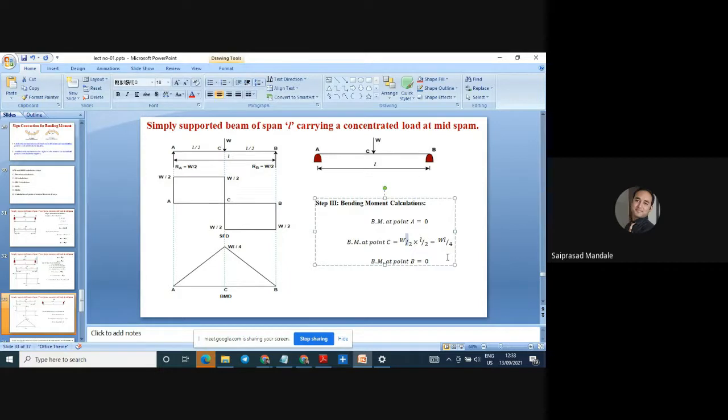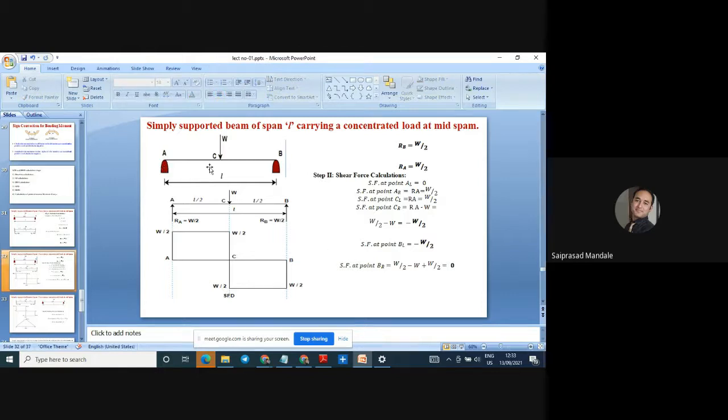Step number 4 is draw the shear force diagram. So how to draw the shear force diagram? Come back to here. This is your loading diagram. This is your free body diagram. We have to extend each and every point, and we have to draw the shear force diagram. It is point A. RA is W by 2. So we are considering W by 2 as a length, and we are just drawing upward.